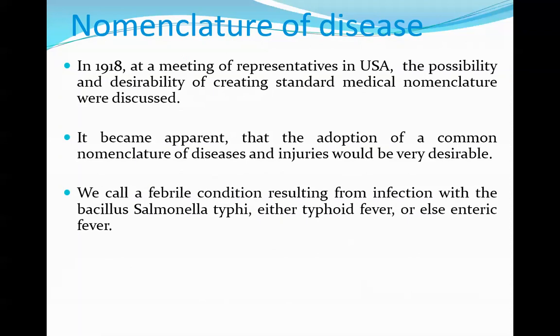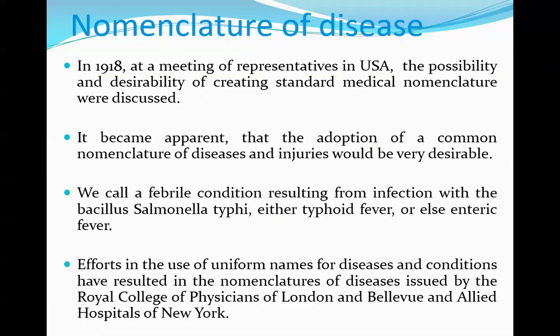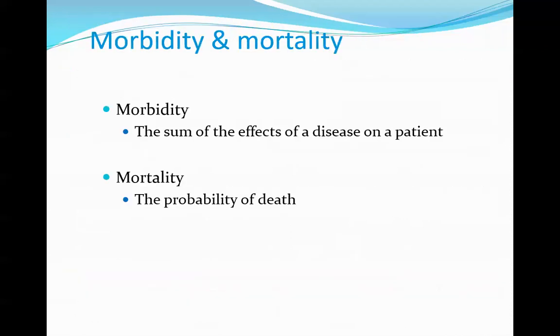This is all about this nomenclature. This is what we have discussed here. Now they have actually put this book together, by discussing with the Royal College of Physicians of London and Bellevue Allied Hospital, New York. They made a complete book, specified and classified the diseases, and circulated that book throughout the world. Now everybody knows this disease is this one, this disease is this one. So this is all nomenclature of it.